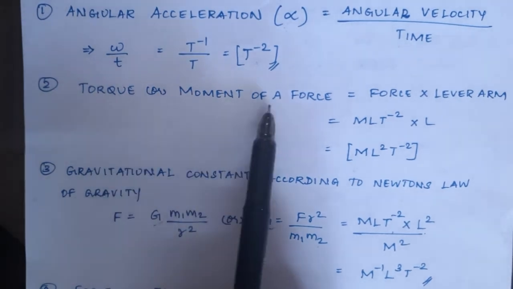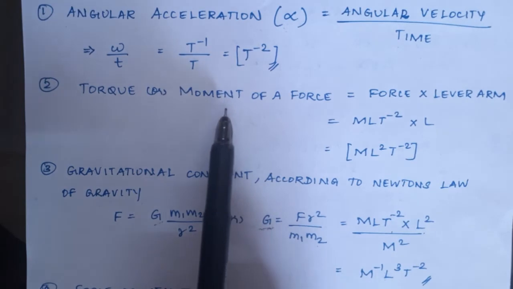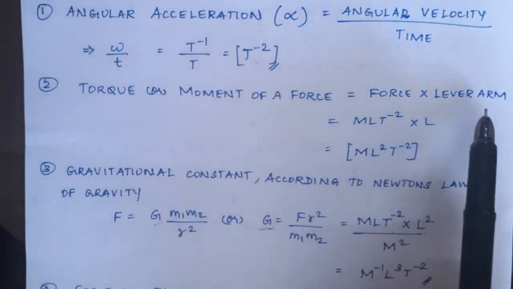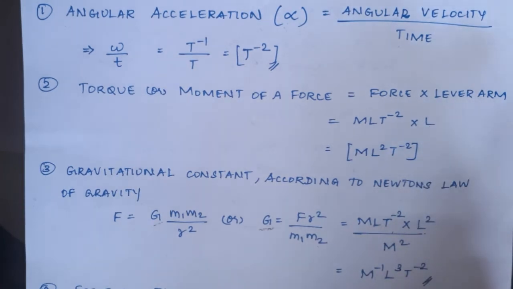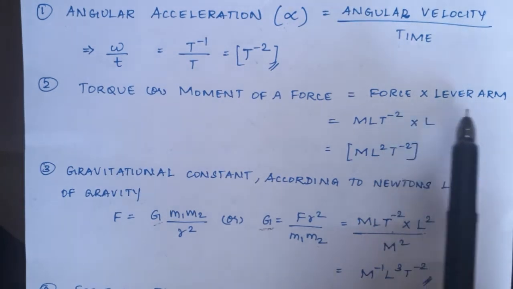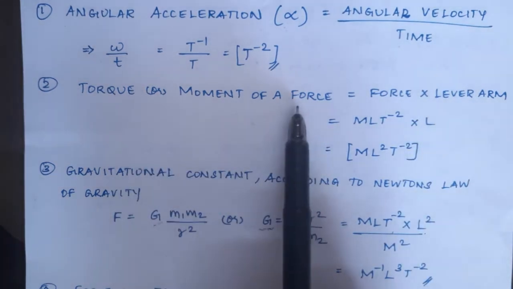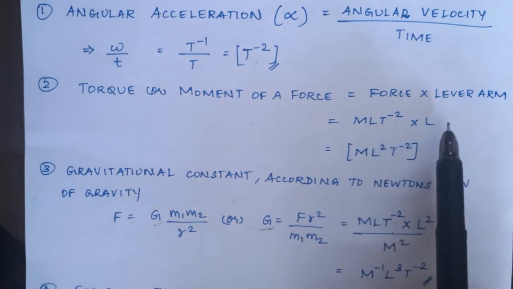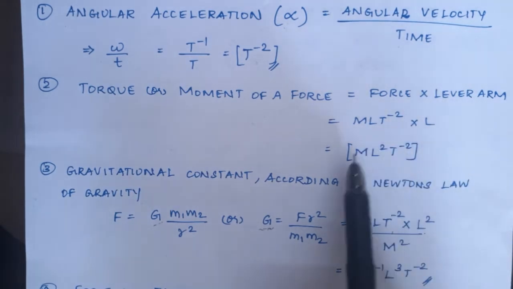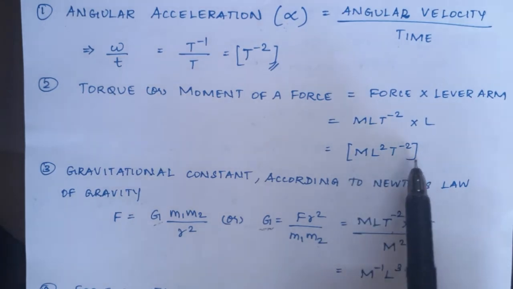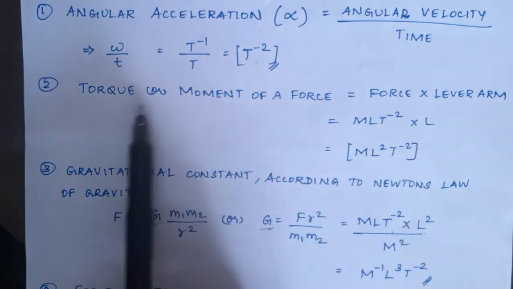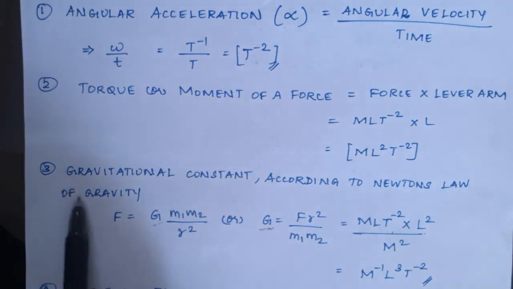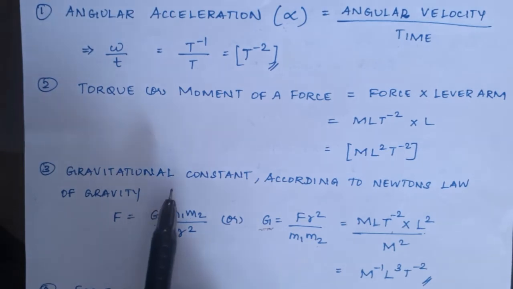Torque is the moment of a force. That means the turning effect of a force is called torque, or moment of a force. It is force into the lever arm, the lever handle with which we are rotating by applying some force. So, force into lever arm gives torque. Force we already derived as M L T power minus 2, and lever arm is a measure of length. So, combining these two, we write M L square T power minus 2 as the final dimensional formula for torque or moment of a force. Then we will go for one complicated physical quantity, which is gravitational constant.